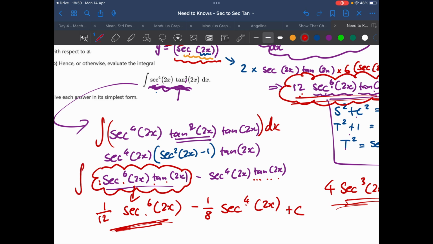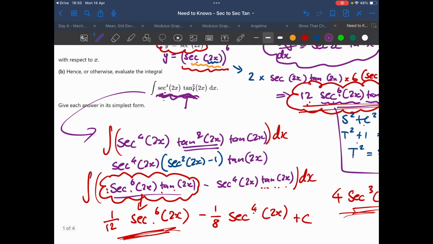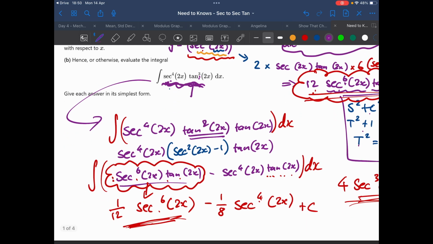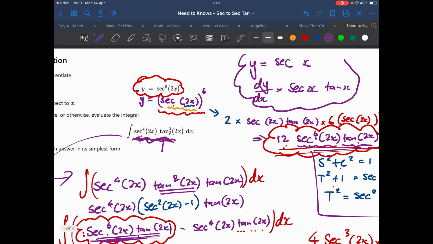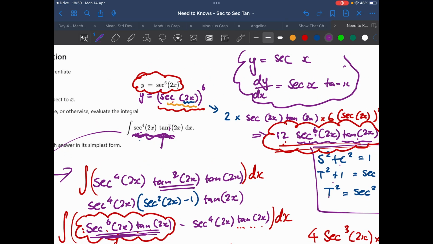So there's lots of different ways you could do this. You could do this as well with the substitution, of course. But I'm using part A to help guide me a little bit. And I'm using fundamentally the idea that sec differentiates into sec tan, and sec tan then differentiates into sec. It's got extra layers on it. There's a chain rule going on, there's numbers going on. But that's why this is our need to know that we're covering today.